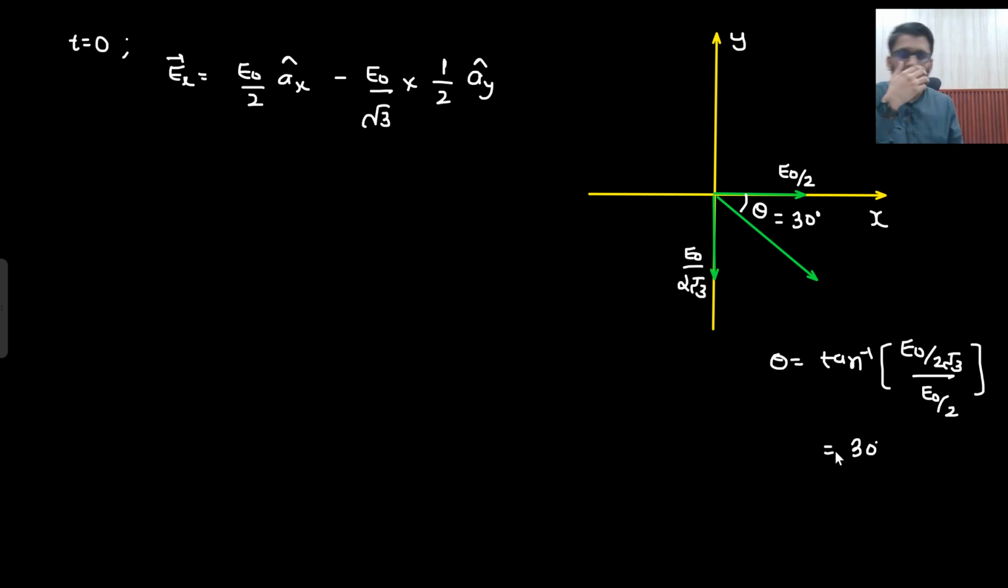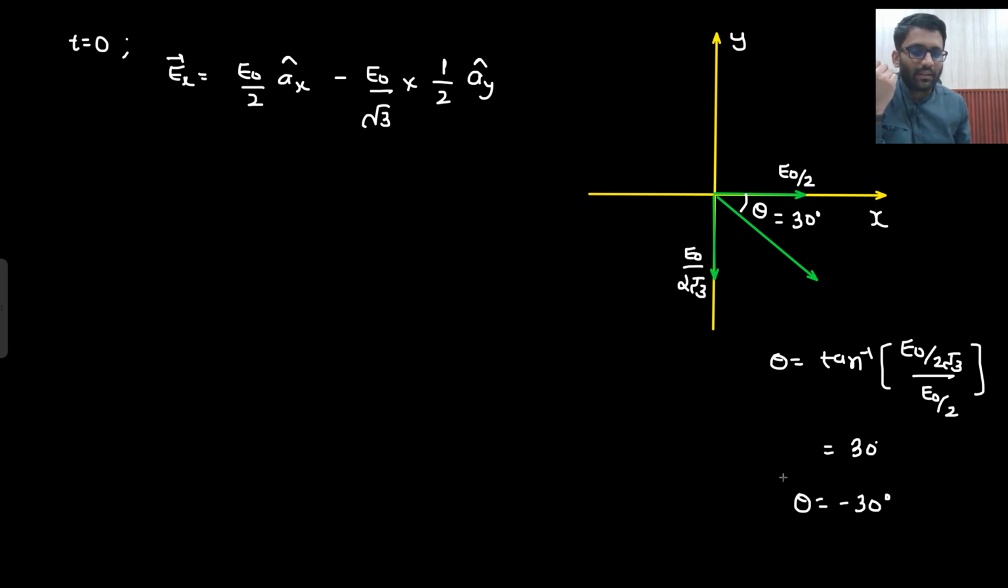Now they are asking the angle made with the x axis. So from the positive x axis, you need to go till this vector. Are you getting this point? In which direction are you moving? Sorry, you are moving in the clockwise direction, and in the clockwise direction, angles are taken negative. So the answer would be minus 30 degree.